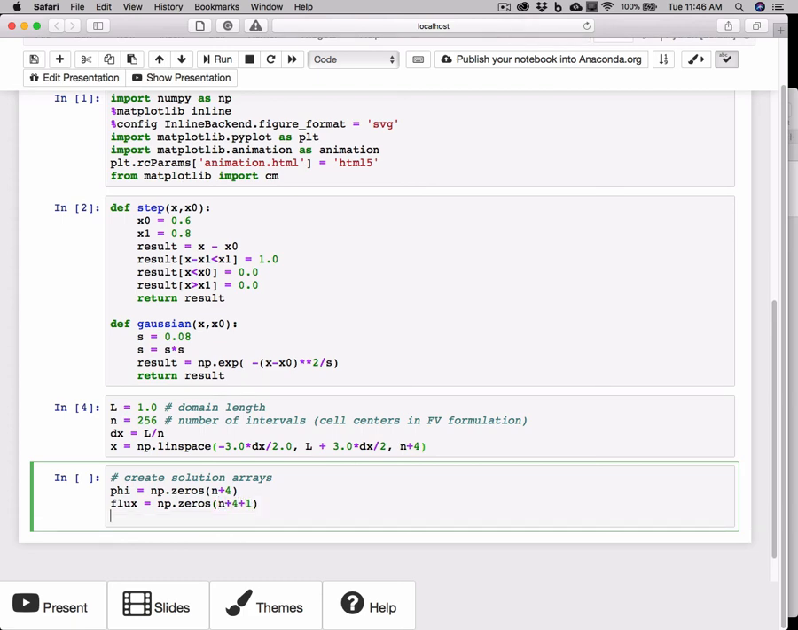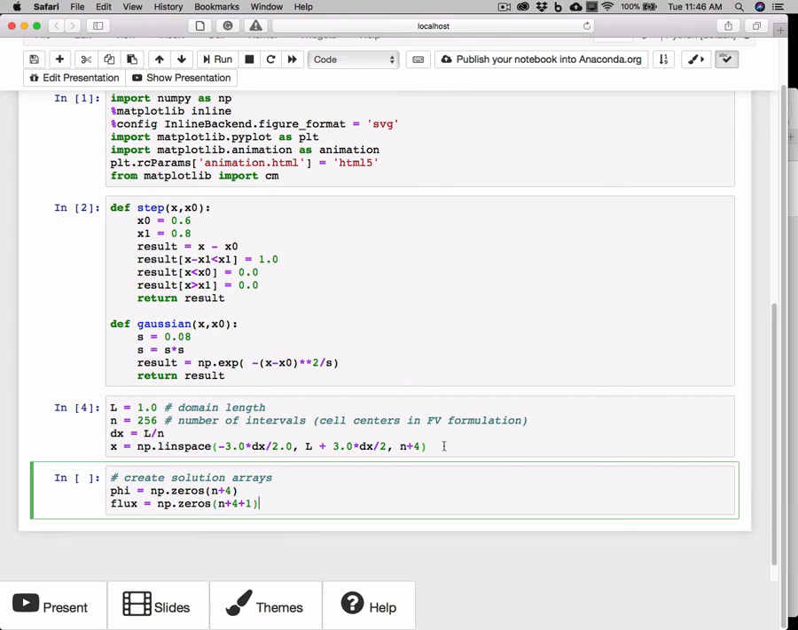So for the flux, I'm going to put np.zeros n plus 4 plus 1. And then for the u velocity, I'm going to assume a constant velocity. We can have a non-constant velocity if you want. That complicates things a little bit for the upwind directions. We're going to assume a constant positive velocity over here.